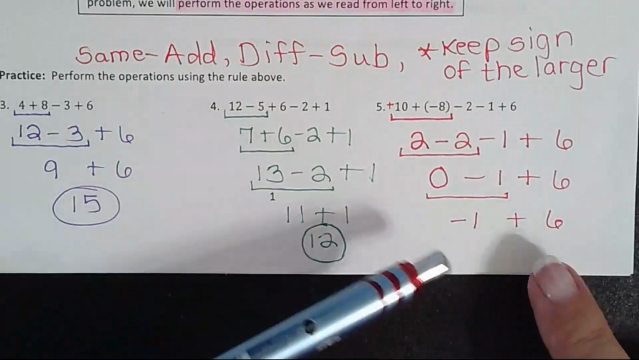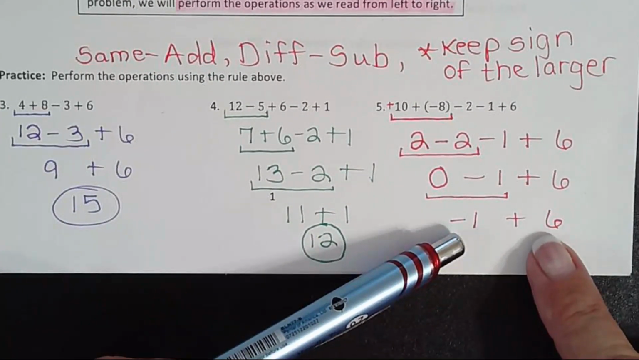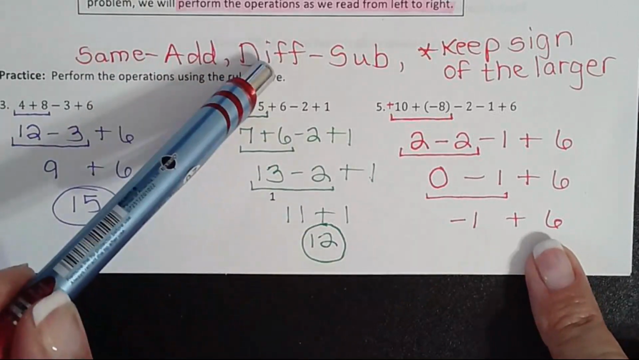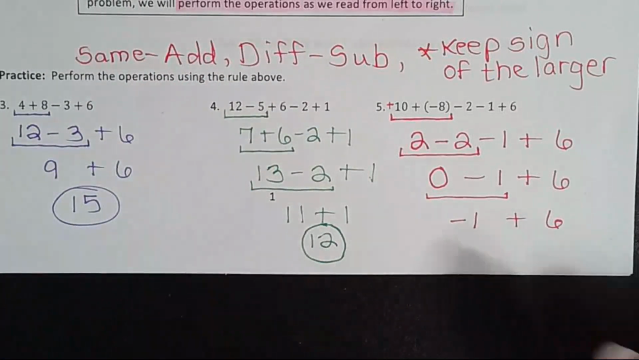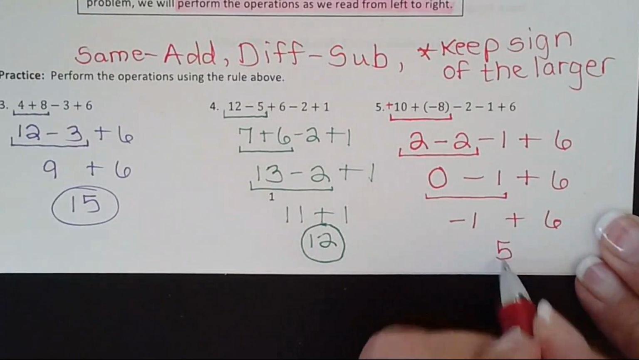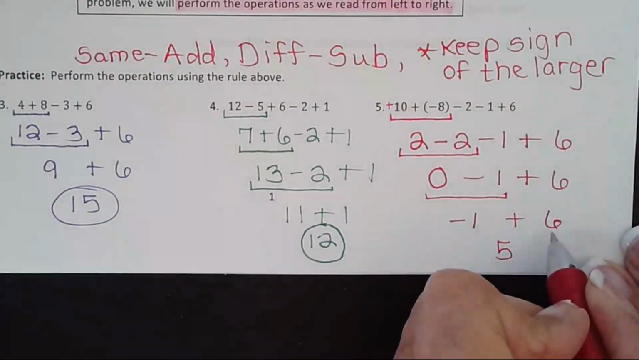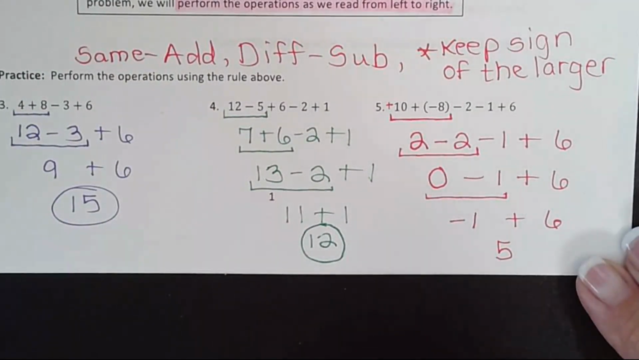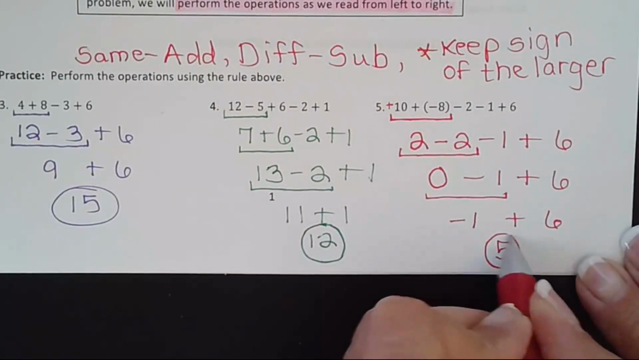So again, we look at the signs. One negative, one positive. When the signs are different, we subtract. 6 minus 1 is 5. Keep the sign of the larger, plus. So that is positive 5.